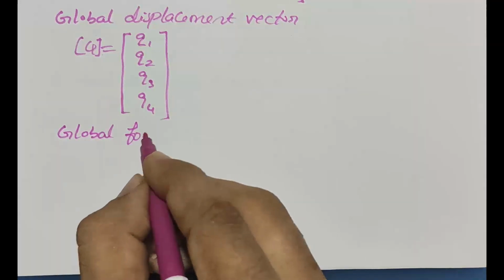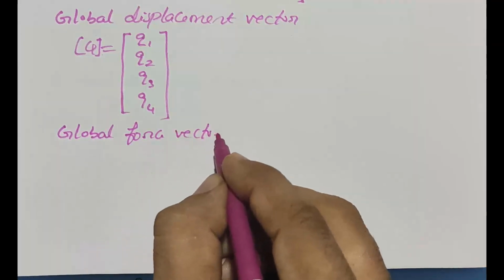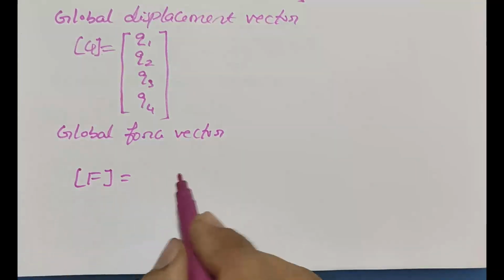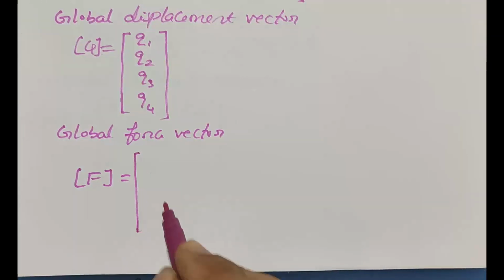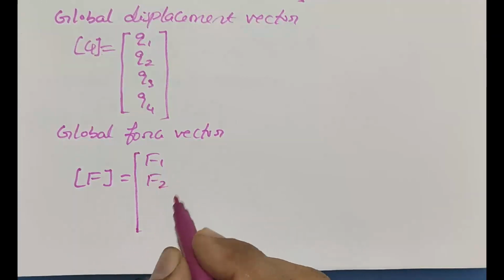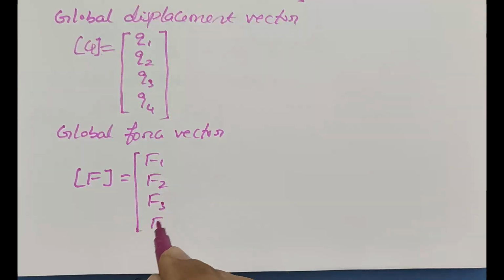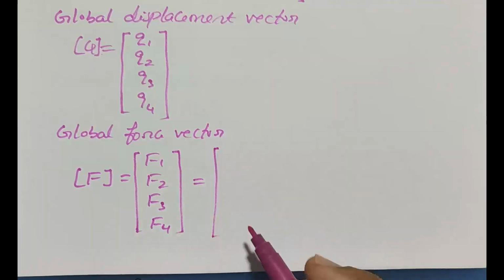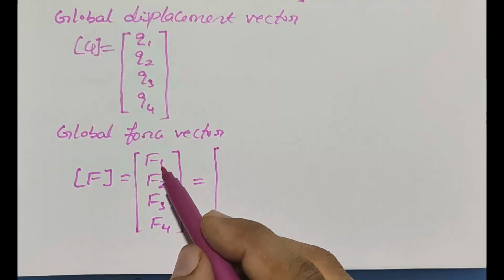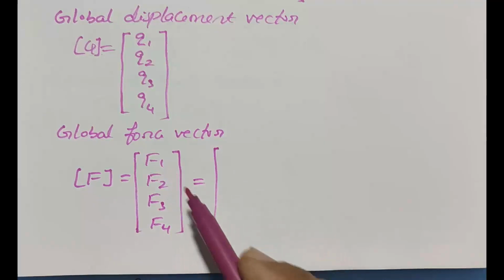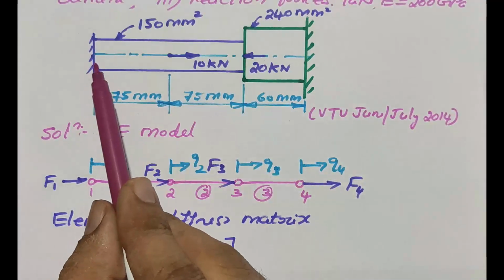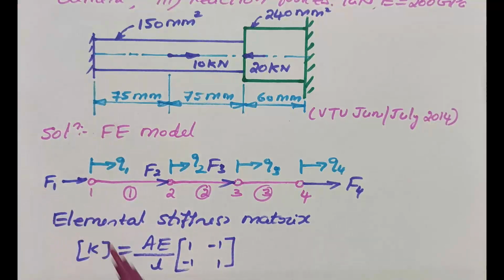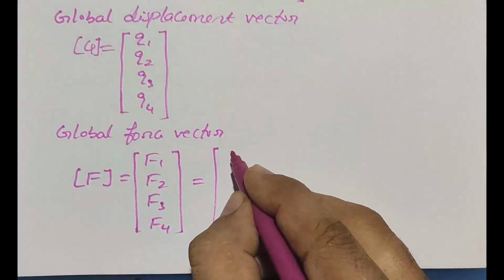Global force vector, or it is also called as global load vector. That is F is equal to F1, F2, F3, F4, which is equal to F1 means it is the applied load at node number 1. If you see the figure here, at node number 1 we don't have any applied load, means F1 is 0. F1 is equal to 0.